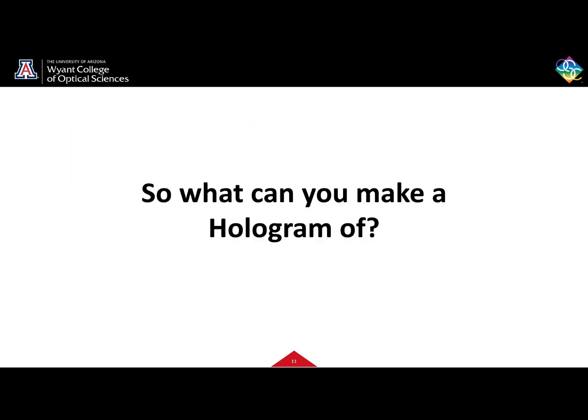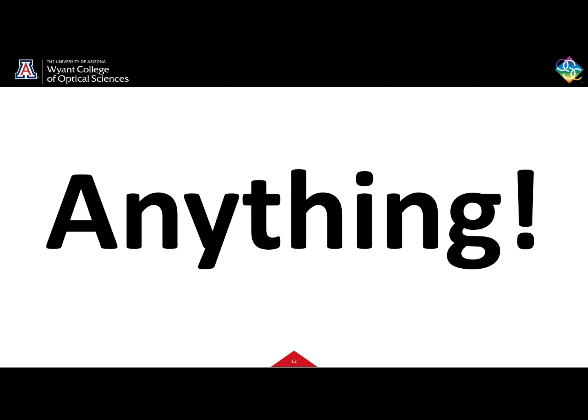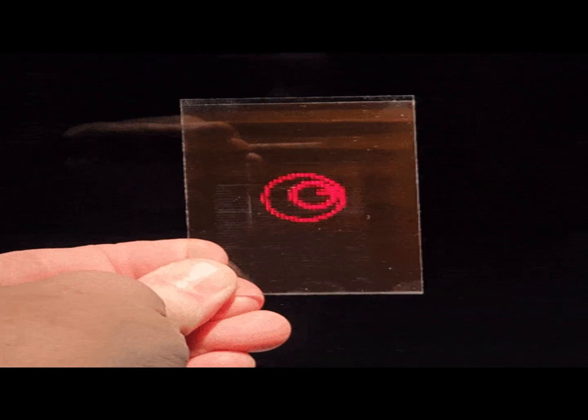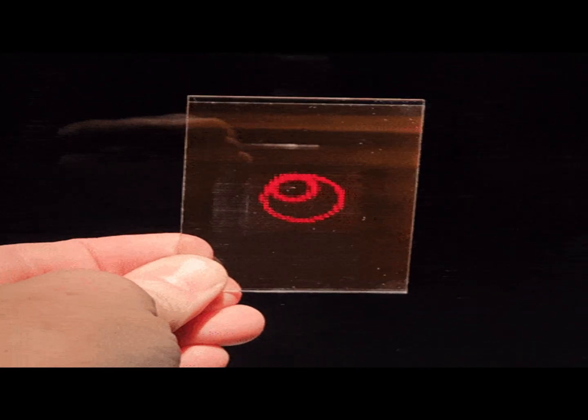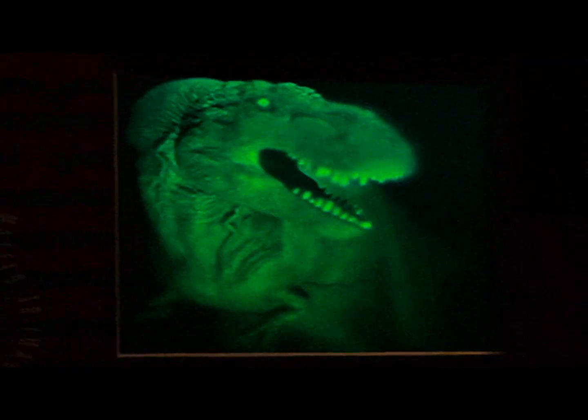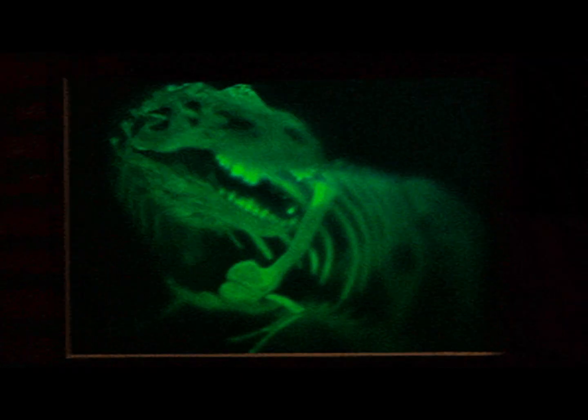So what can you make a hologram of? Anything! With practice and a few attempts, you can make a hologram of anything with a long enough exposure and a wide enough beam. These are some examples of holograms you can make with a reflection hologram set up at home. Make sure the room is dark and free of vibrations and you're already on your way to making a great hologram.